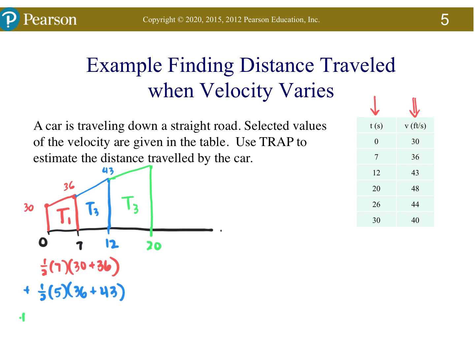So we would add to that our third trapezoid. So 1/2. This base happens to be 8, so they're not all consistent, right? 7 was our first base, 5, then 8. And then looking at our heights, 43 plus 48, adding those together. And then we would keep going.